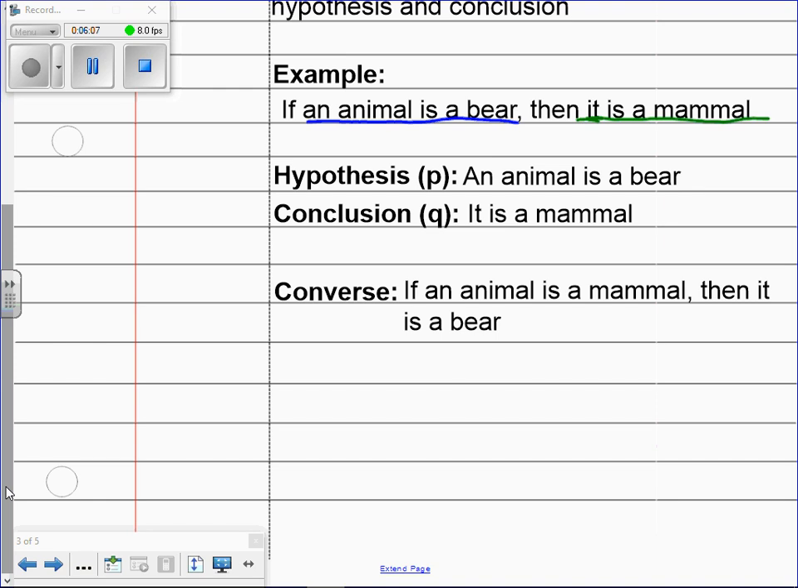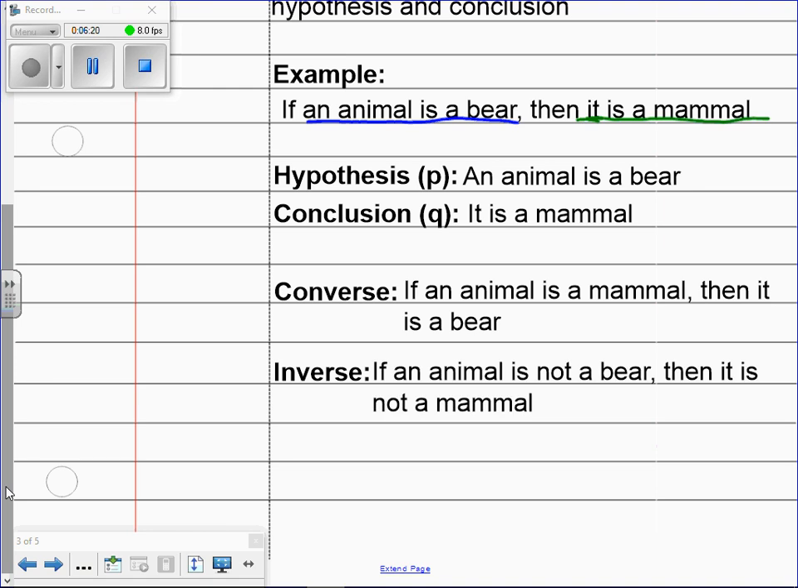The inverse of this statement means we keep it in the same order, but we just have to negate everything. So our inverse is going to say, if an animal is not a bear, then it is not a mammal. So remember your negation has the not, or it's the opposite of whatever it was.